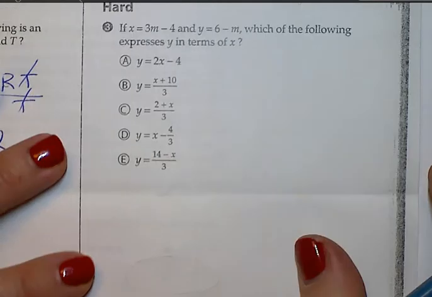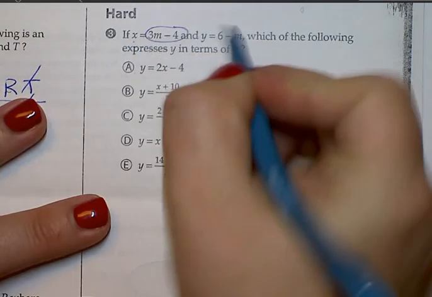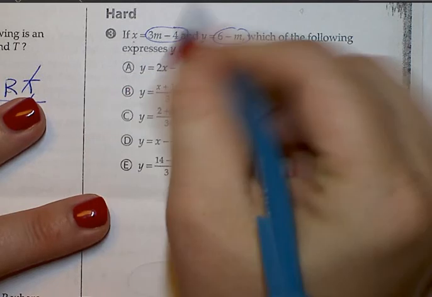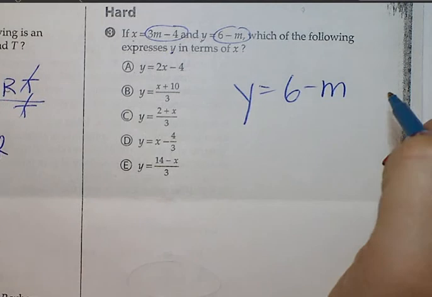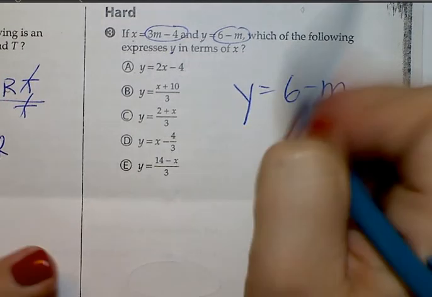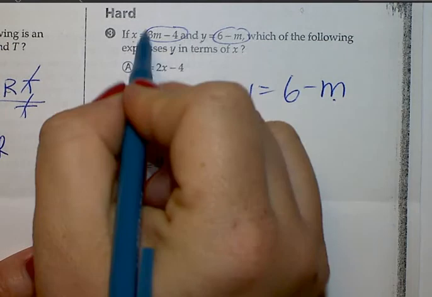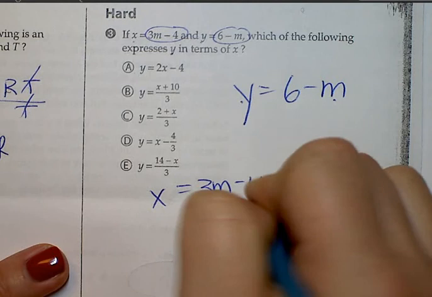If x equals this amount and y equals this amount, then which of the following is an expression of y? So we have to solve for y. I need to work with this. Solve for y, but in terms of x. Right now, y is in terms of m. But I can use this first equation, and if I could solve for m, I could substitute it back in here. So let's solve for m.